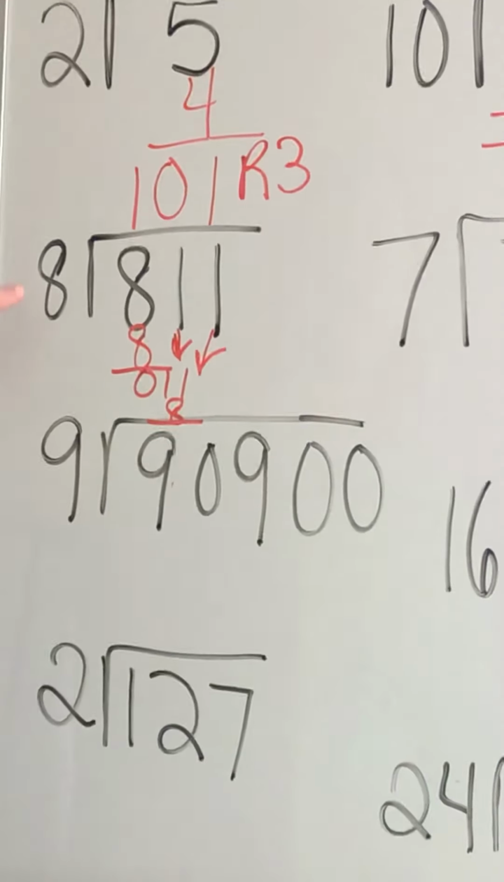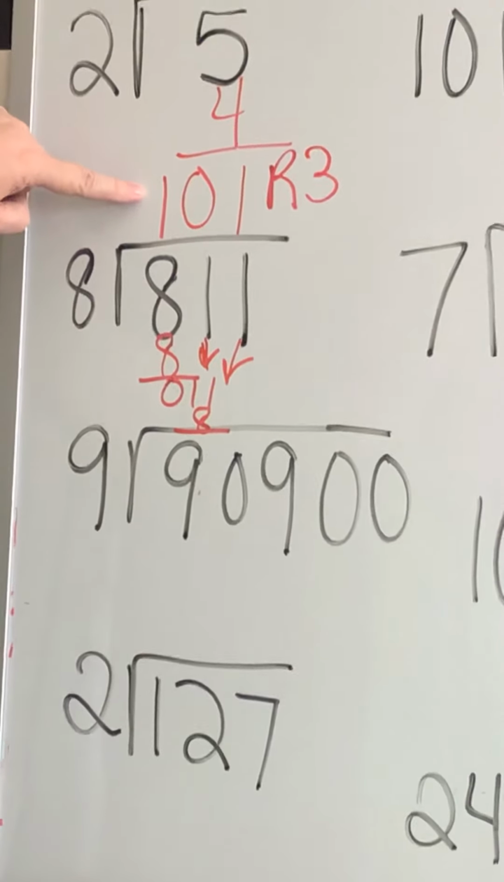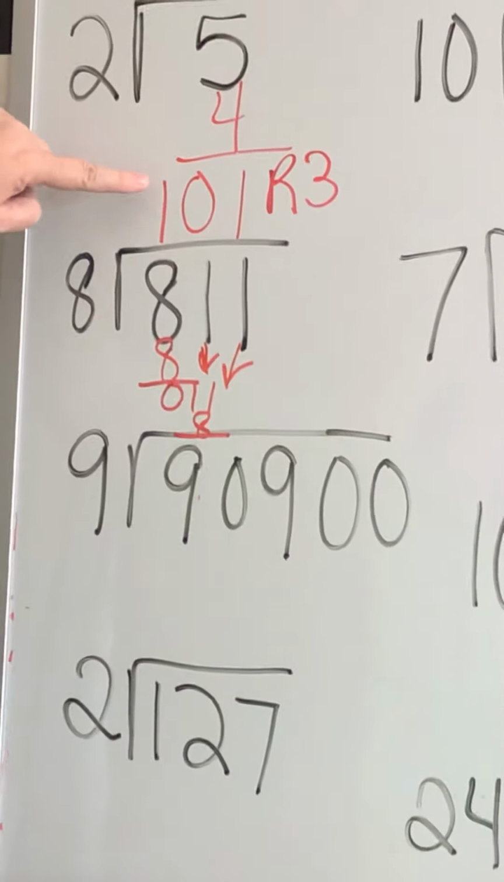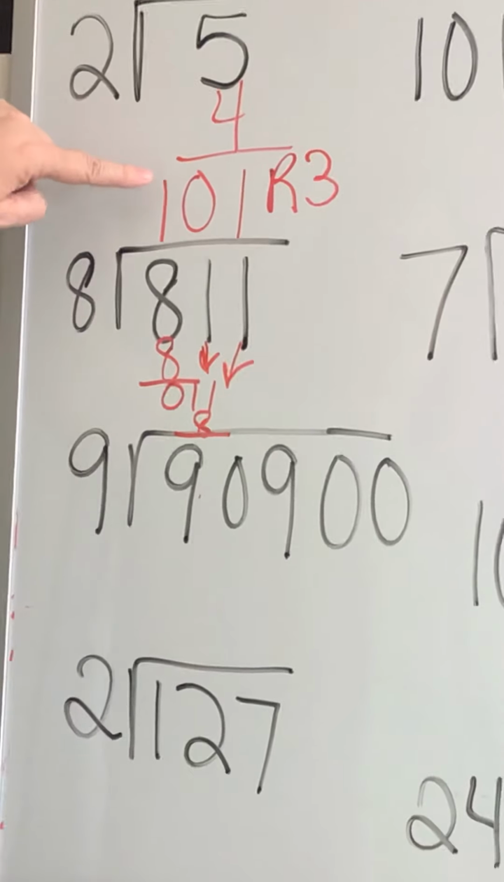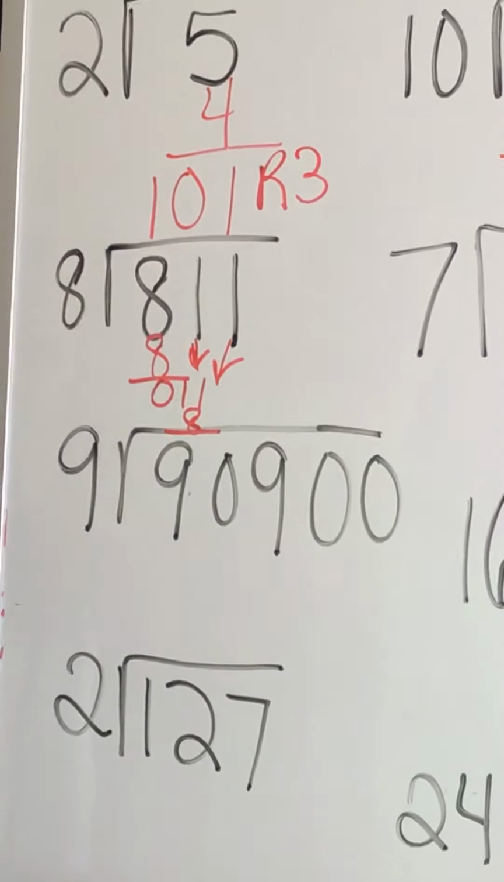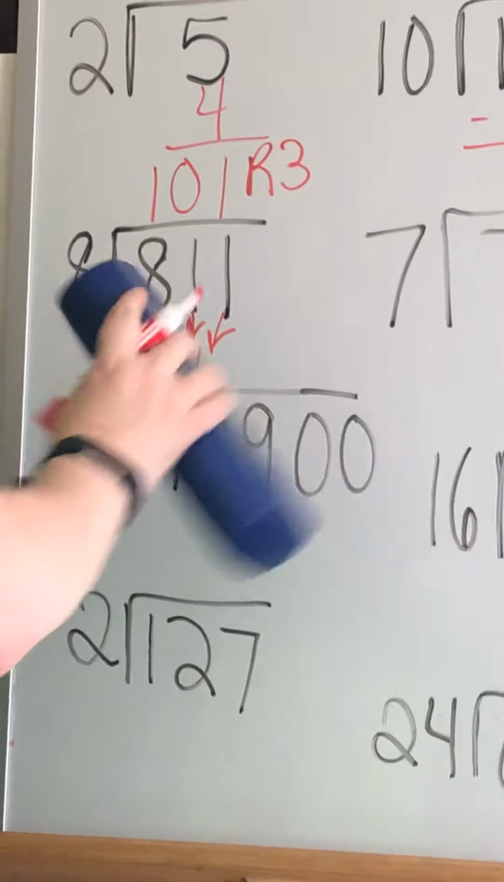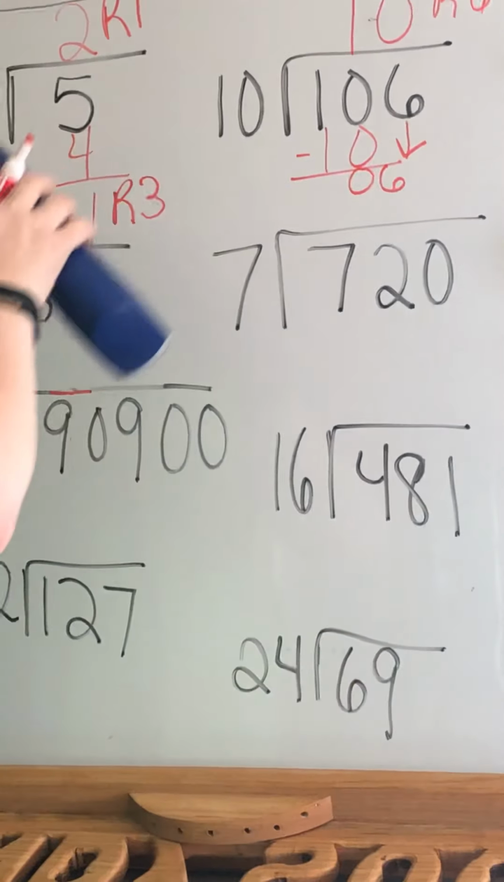So if you do 8 times 101, you should get 808. And then 808 plus 3 is 811. All right. Get rid of a little bit of this.